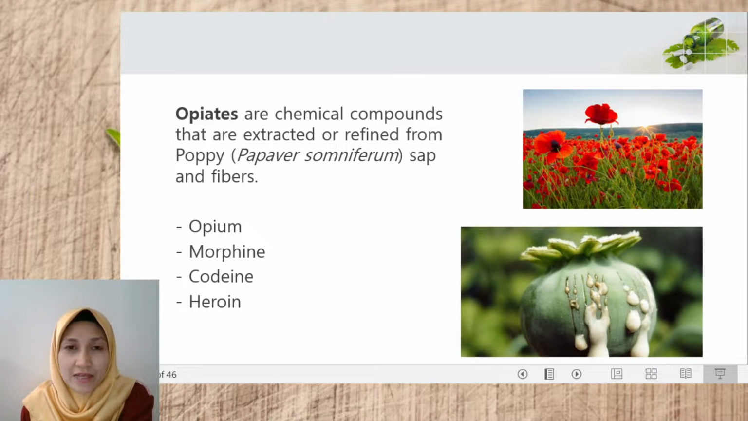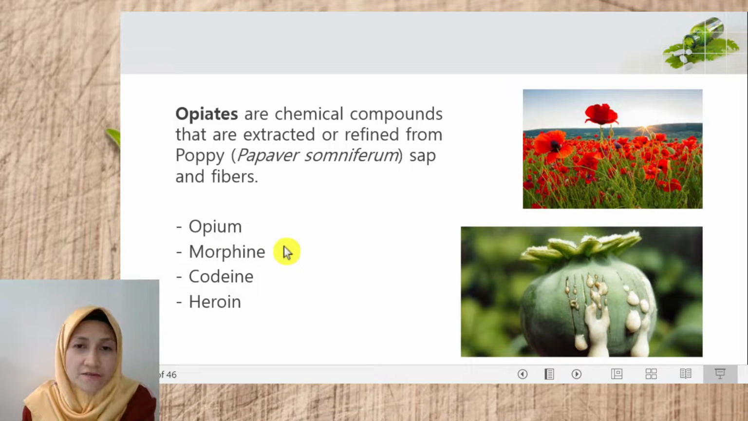This is the name of the plant, and poppy actually has a really nice flower, the poppy flower, and we get that chemical compound from the sap of this plant. So this is the sap from the plant, and the opiate chemical is derived or collected from this sap. It's also referred to as opium, and the derivatives of opiates include morphine, codeine, and heroin.